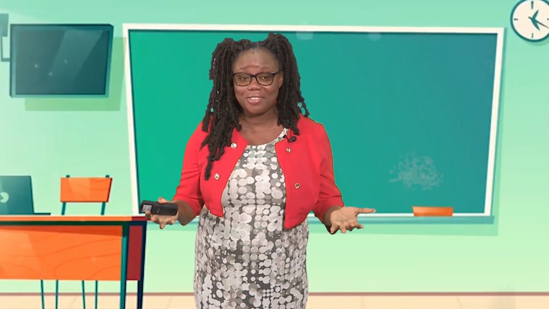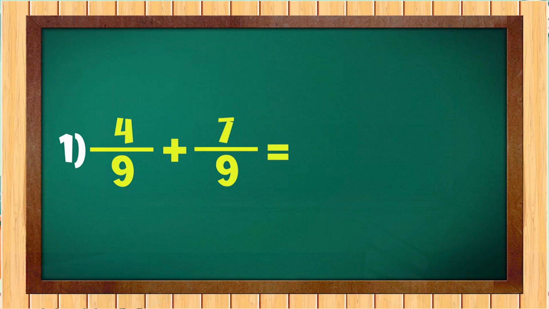What you have: 4 ninths plus 7 ninths. We know we only add our numerators. 4 plus 7 will give us a sum of 11. And we replace the common denominator, which is 9. Boys and girls, can we write 11 ninths on our answer line?